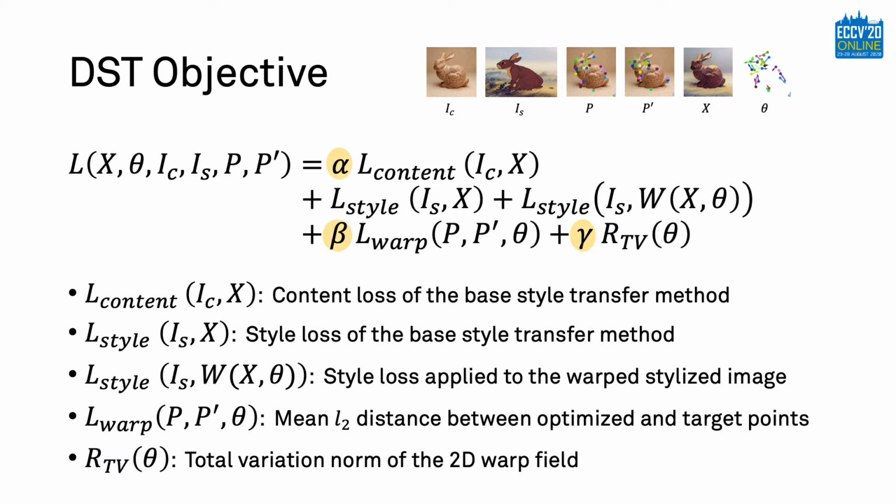Lastly, alpha and beta are hyperparameters that control the relative importance of content preservation and deformation to stylization. And gamma controls the amount of regularization on the deformation. We use standard iterative optimization techniques such as stochastic gradient descent to minimize this objective with respect to x and theta.